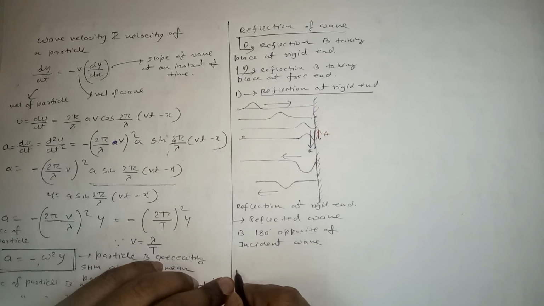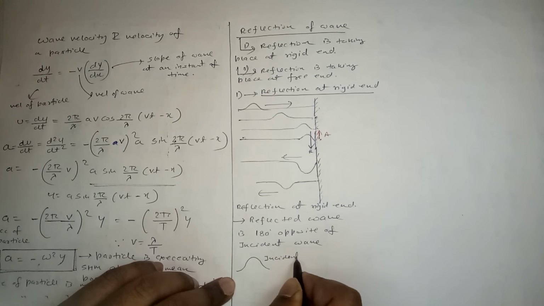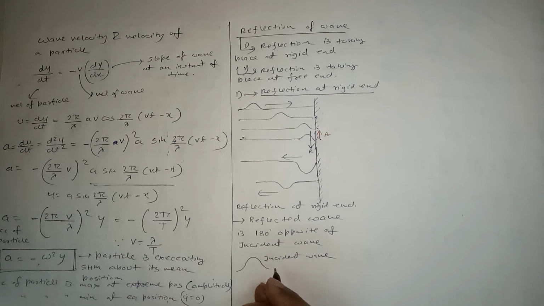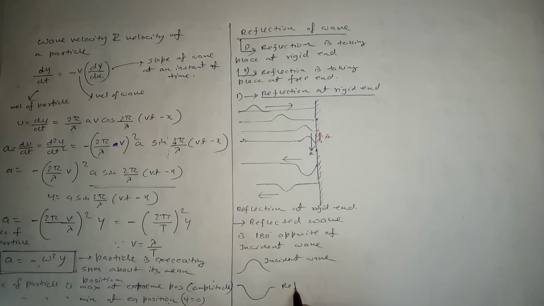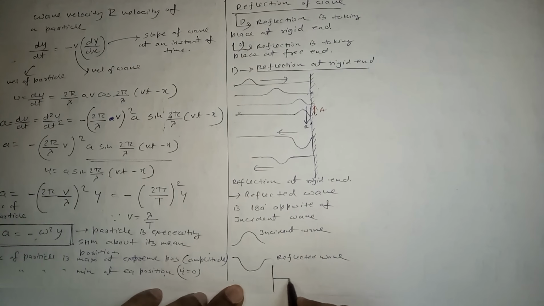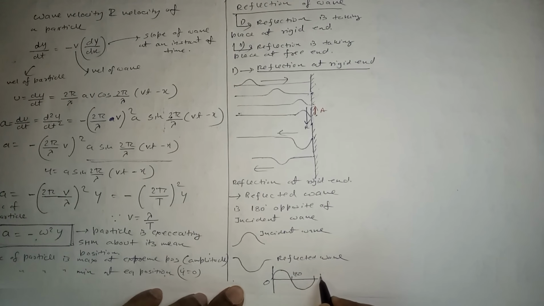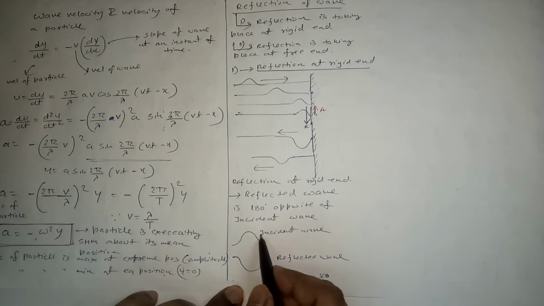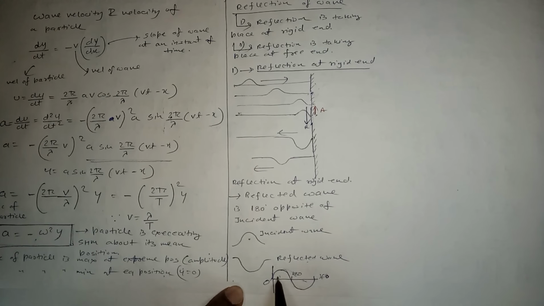See, this was your incident wave, whereas this is your reflected wave. And if you see a sine curve, this is 0, this is 180, and this is 360. We can see that if this part belongs to the incident wave, then this part is your reflected wave, and there is a clear angular difference of 180-degree.